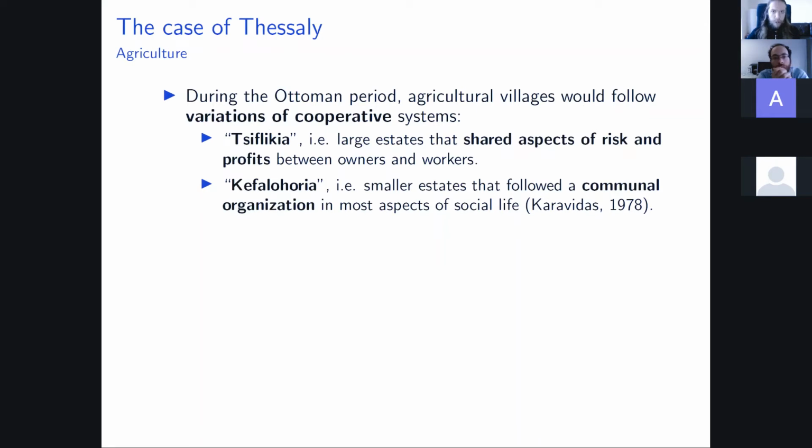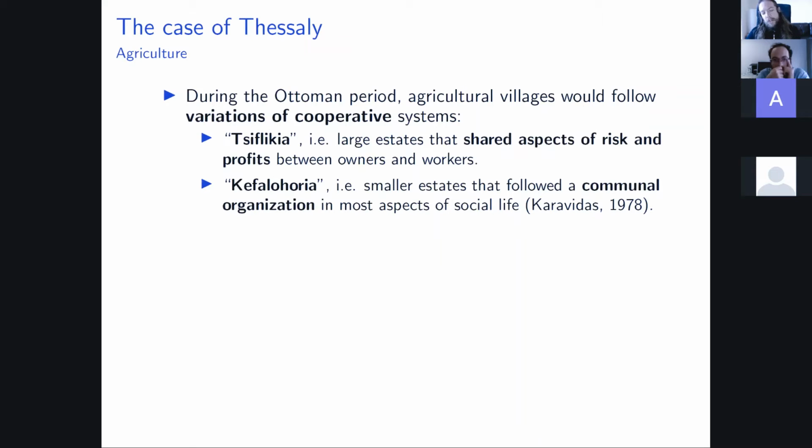So you will have sifts, or tsifliki as they are called in Greece, which are large estates that share aspects of risk and profits between owners and workers. So essentially, it was a type of feudal system where you did have owners, but they were always operating under the Ottoman law. So it wasn't as strictly defined as it is today, the property rights per se.